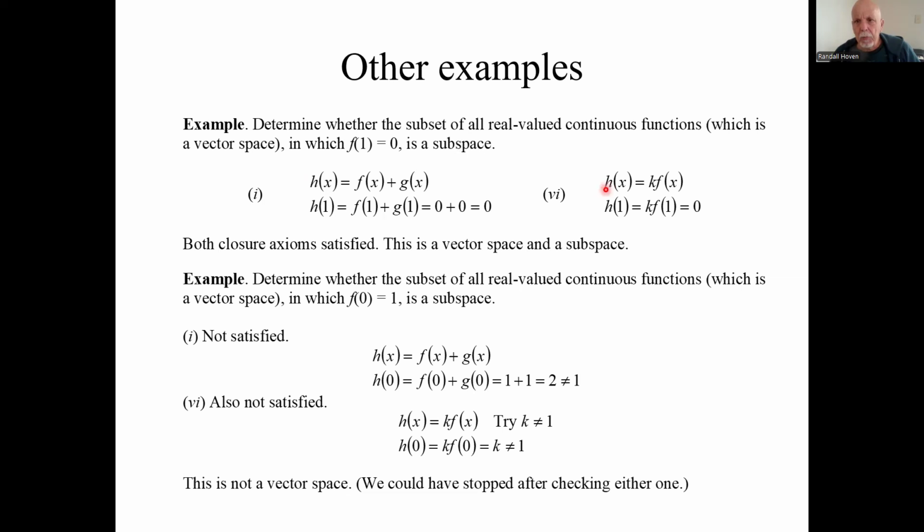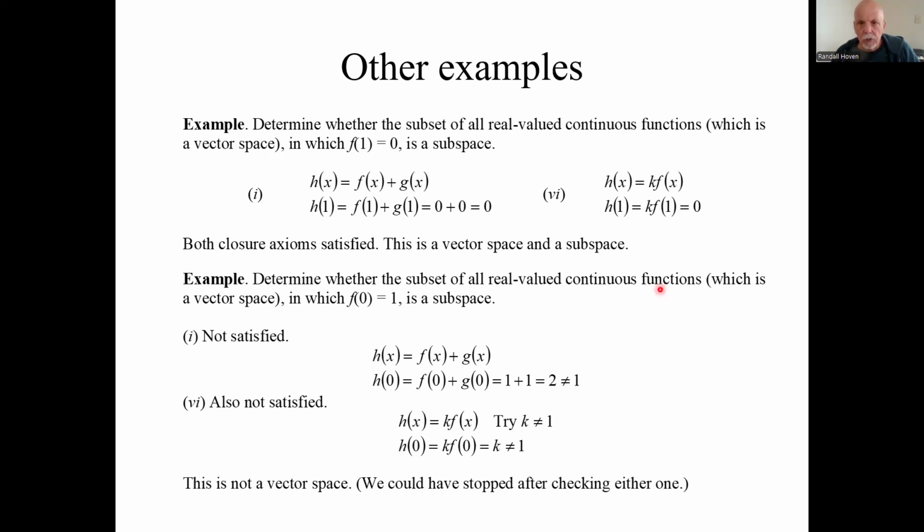Okay, now I'll define my little test function as a scalar multiple of a member of that set. If I give it the argument 1, this f of 1 becomes 0 again, I get a 0. It also passes, it's closed under scalar multiplication. So this is a subspace, it's a valid vector space.